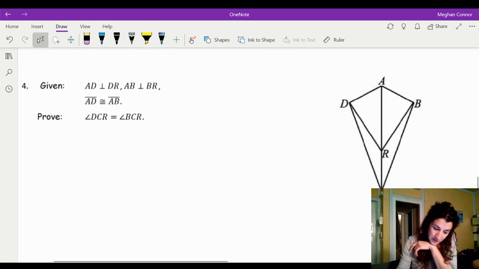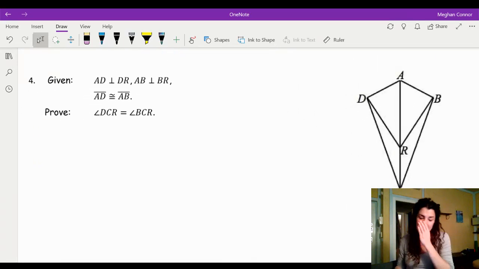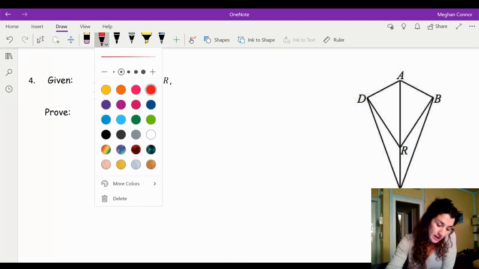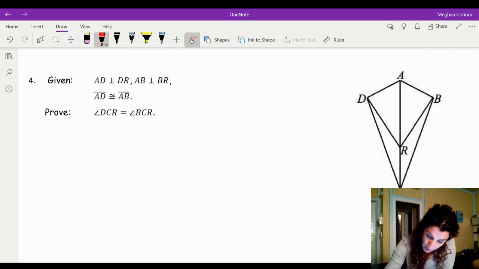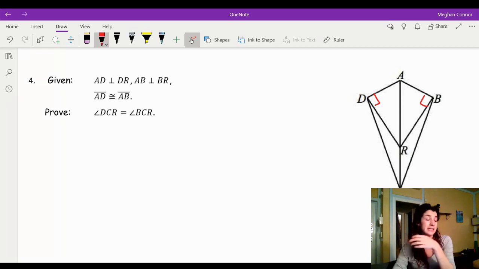Last proof. We're given that AD is perpendicular to DR. I'm going to right away draw in a little square here in the corner, and same with AB and BR. I haven't yet said that those are 90 degrees. That's the only thing I can say after saying that something is perpendicular: that the angle formed is a 90-degree angle. I haven't said it yet, but I just want to be able to visualize it in my diagram right now.